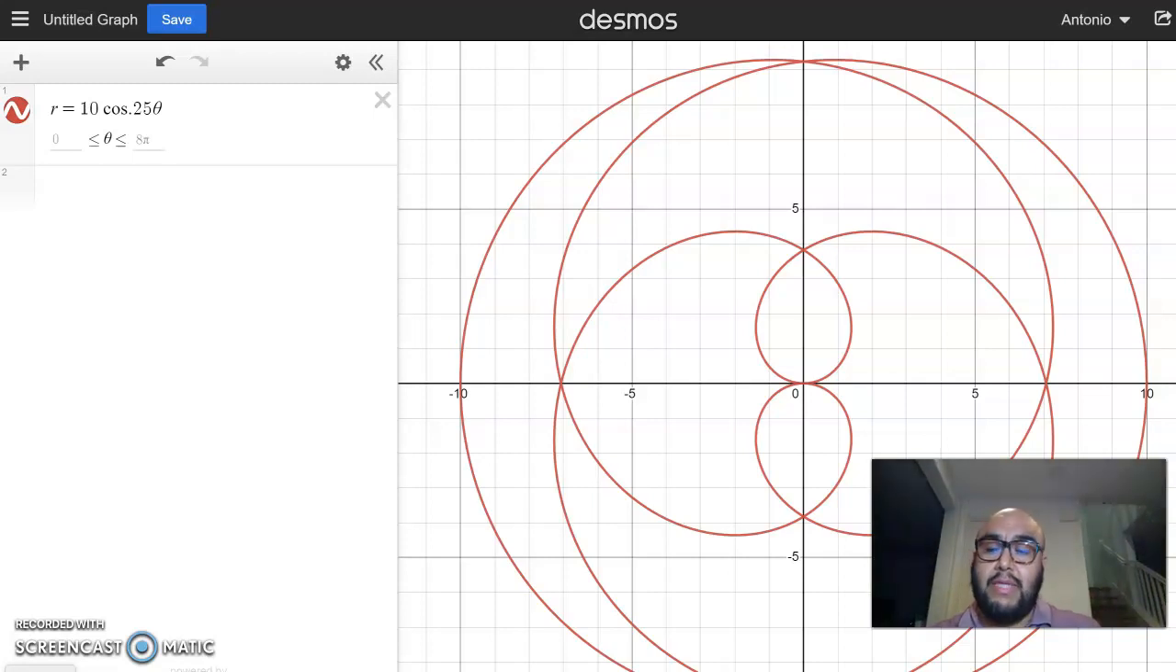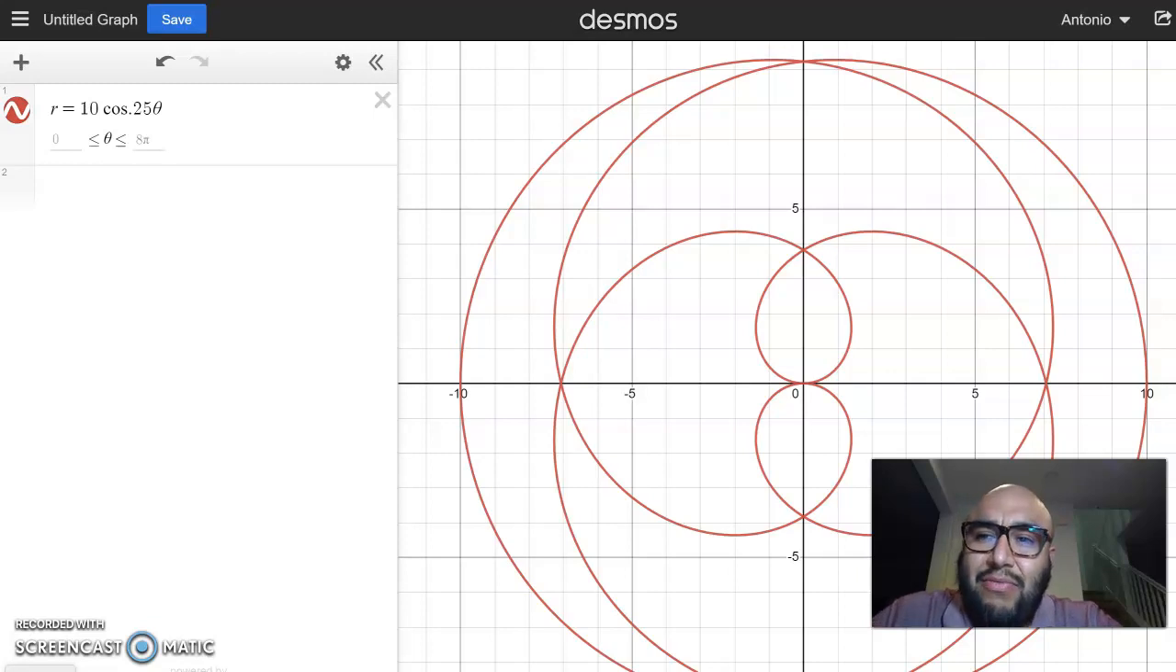Alright, hello. So in this module, we're going to be looking at polar coordinates. The polar coordinate system is a change from what we're usually used to, the rectangular coordinate system, where we have an x and a y. This just changes the formulation as to how we represent points.